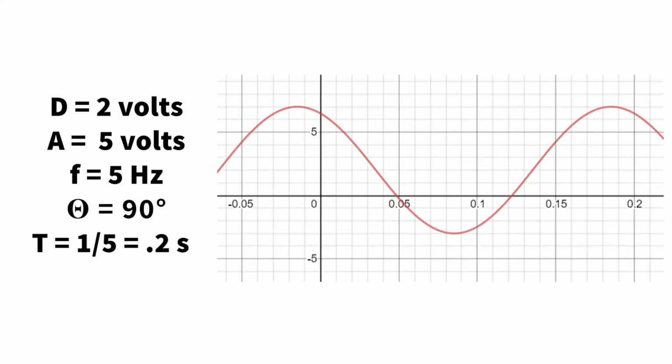The frequency is going to be 5 Hz, and the phase is 90, meaning that the wave is going to begin a full quarter of a cycle before the y-axis. Again, through inverse calculation, you can also tell that the period is going to be 0.2 seconds.